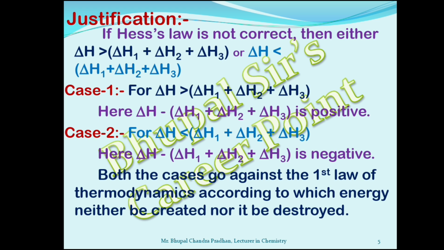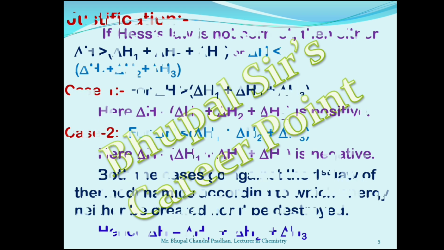So both these cases go against the first law of thermodynamics. So what we assumed is wrong, that is, delta H is equal to delta H1 plus delta H2 plus delta H3. This is the justification for Hess's law.